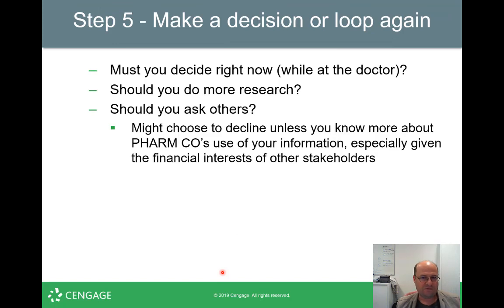Then there's step 5, make a decision or loop again. You must decide right now while you are at the doctor and the doctor is asking for your donation. Should you do more research? Should you ask other people? You might choose to decline unless you know more about costs, use of information, policy, and what the financial interests of the stakeholders are.